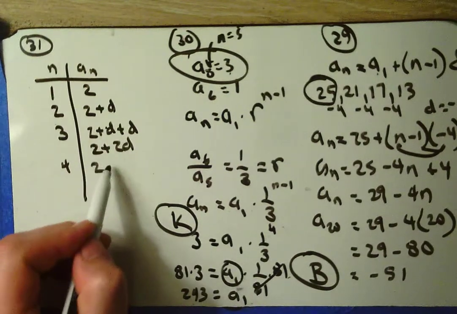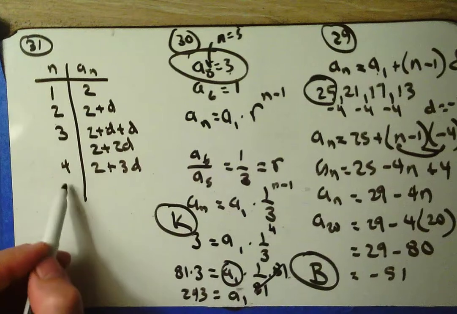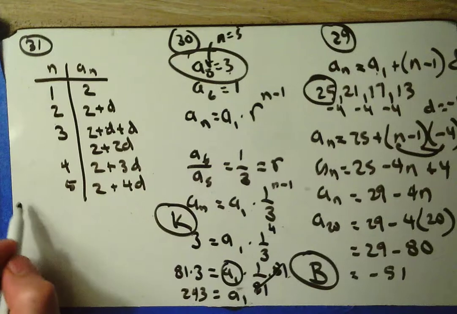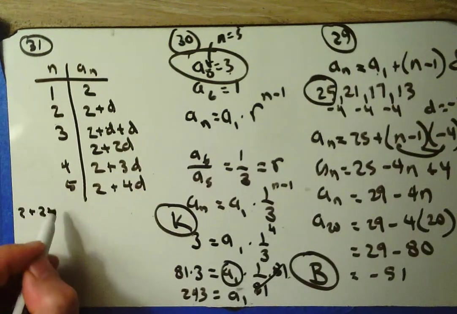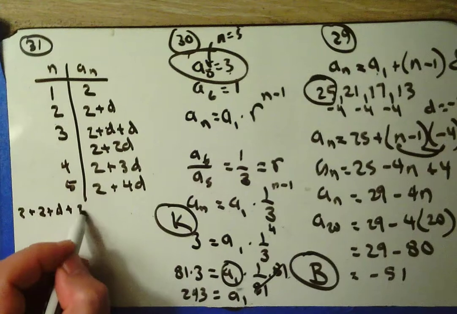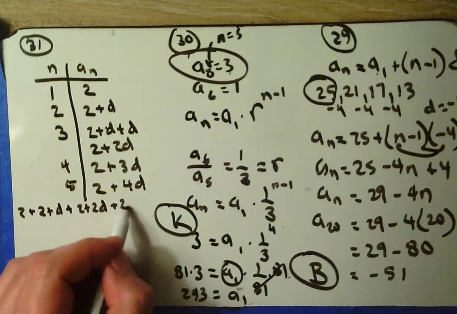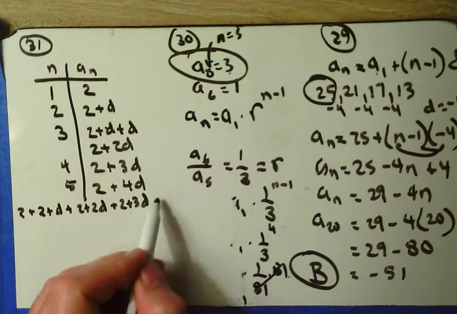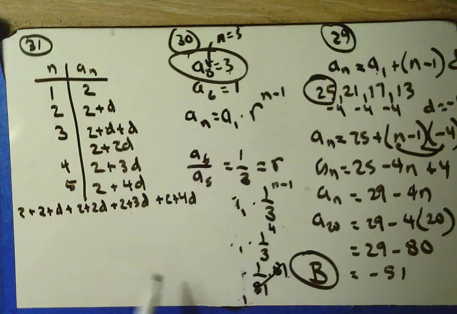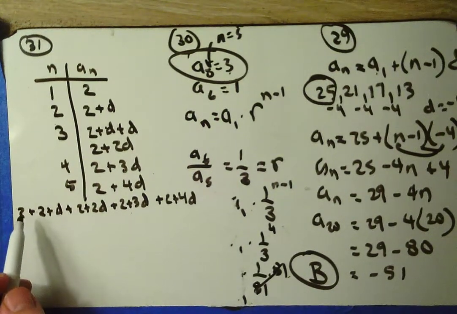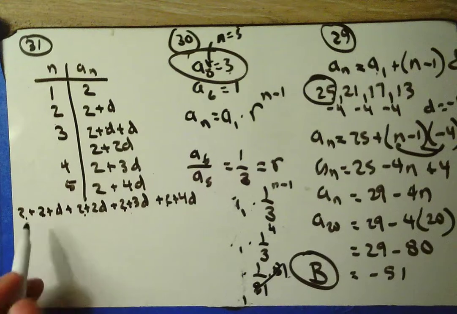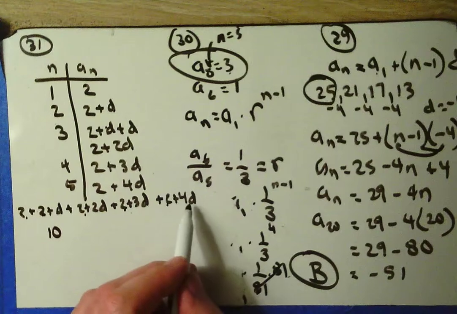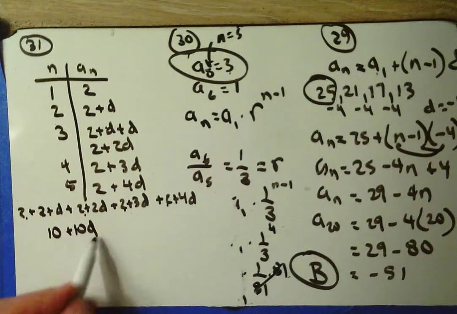My fourth term would be 2 plus 3D, and my fifth term would be 2 plus 4D. If I write these out, 2 plus 2 plus D plus 2 plus 2D plus 2 plus 3D plus 2 plus 4D, I notice that I get 1, 2, 3, 4, 5 of those 2's, and 1 plus 2 is 3, plus 3 is 6, plus 4 is 10D.